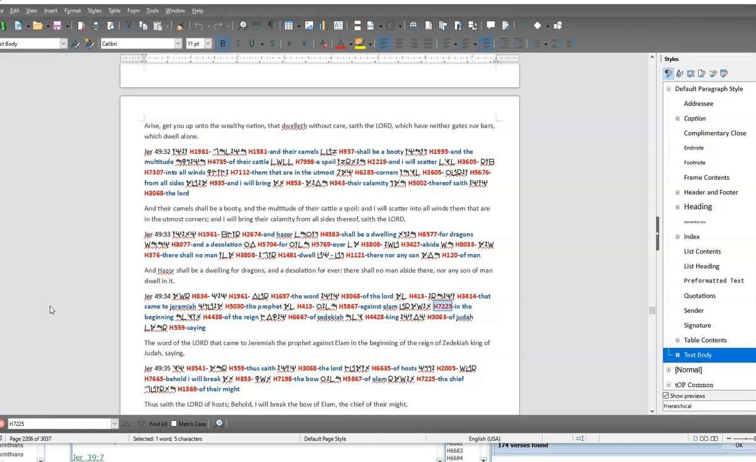The word of Yahweh that came to Jeremiah the prophet against Elam. In what? It says Bereshit, same as Genesis 1:1. In the beginning of the reign of Zedekiah, king of Judah? In the beginning. Really. Because a chapter and a half, almost 2 chapters before, we know we're in the 4th year, 5th month, and this is a time later. And we're still in the beginning of the reign of Zedekiah?